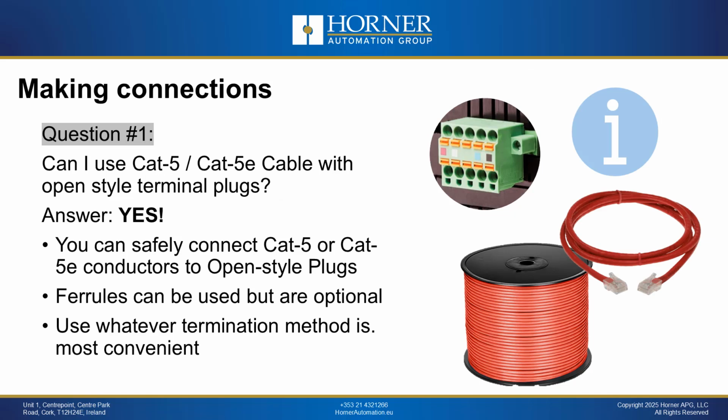Because we have got 2 different types of connectors and 2 different types of cabling, the first question we get a lot is, if I am using OCS that has an open style connector for CAN, can I use Cat5 cabling? The answer is yes, you can certainly do that. And during this presentation, we are going to go through some scenarios in which you would do that, and we are going to show you how to do it.